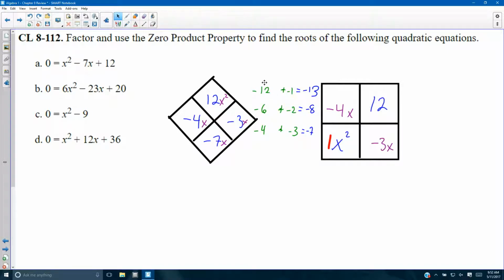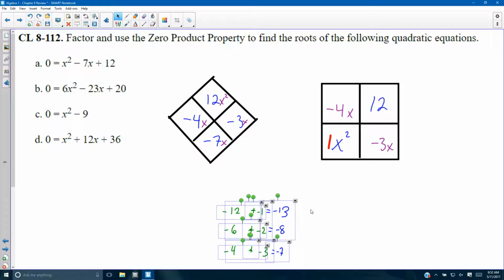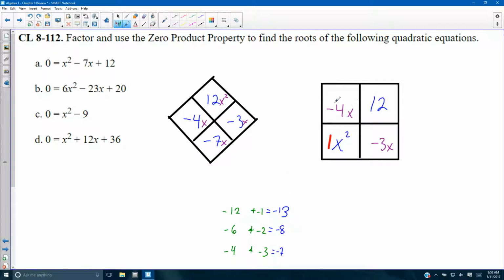Now, does it matter which order I put them in? No. I could put -3x here, -4x here. Now, the next goal is to figure out what the factored values are out here. You really break it down per individual rectangle here, or in this case, a square.